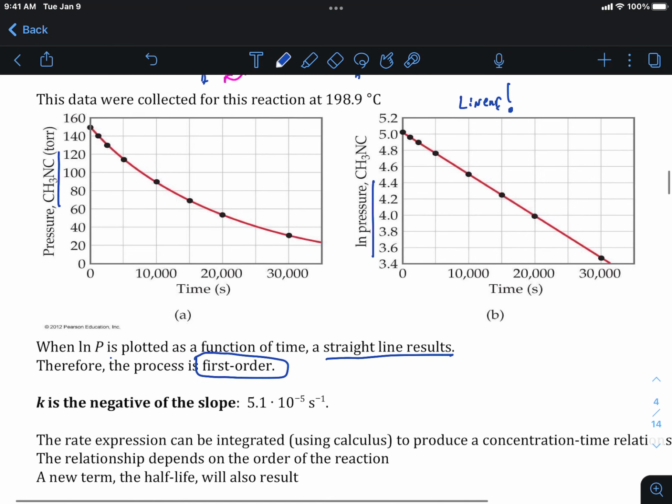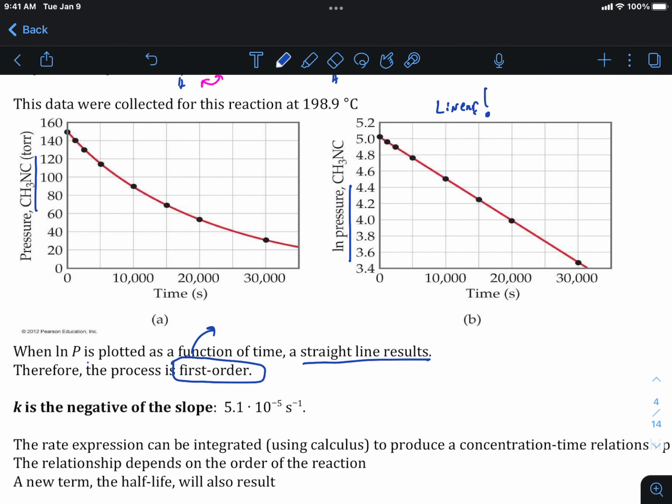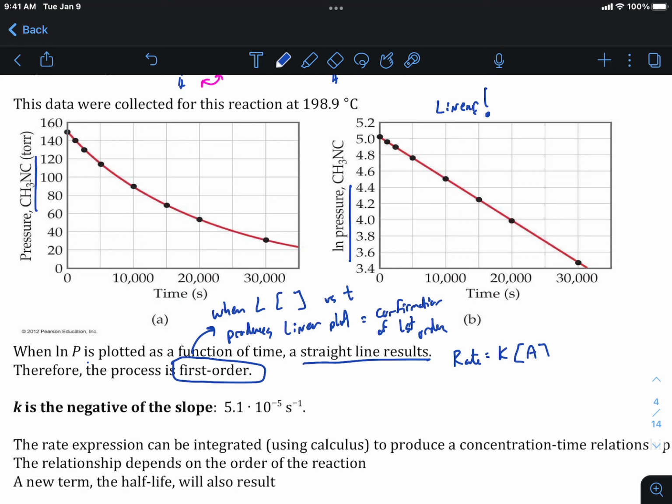Okay, and so that should be jotted down, right? So when ln of the concentration or the pressure, I should say, versus time produces a linear plot, that's confirmation of first order. Meaning rate is equal to k times A to the 1.